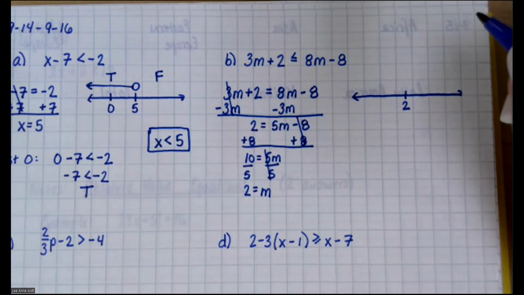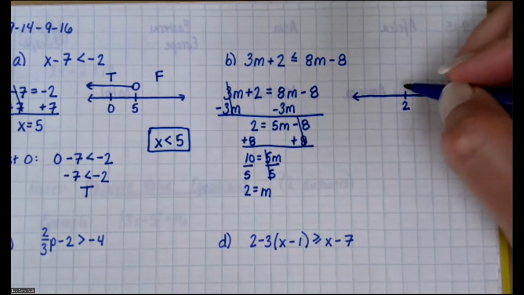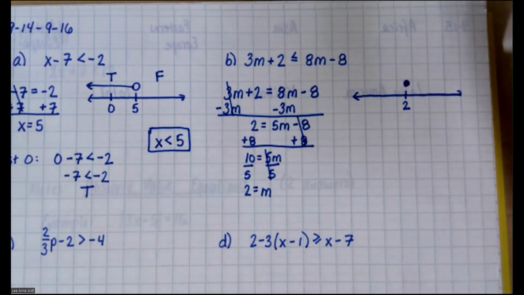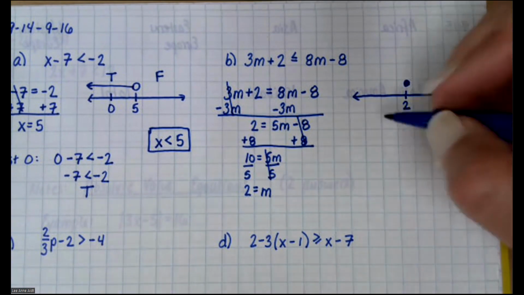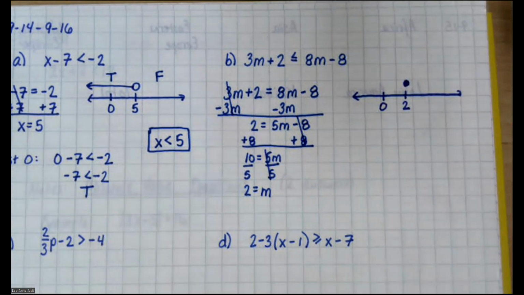Okay, open or close circle at 2. Closed, beautiful. Okay. 0 would be here-ish.